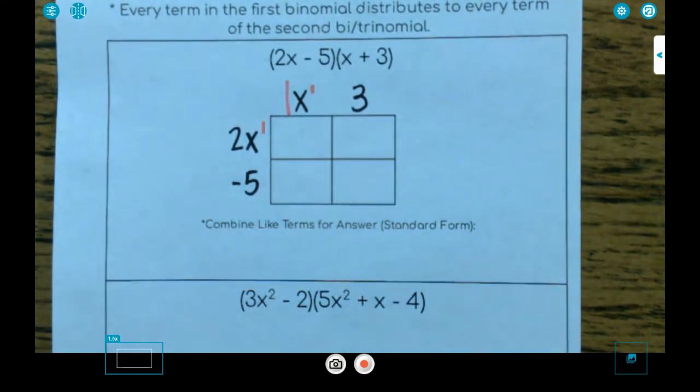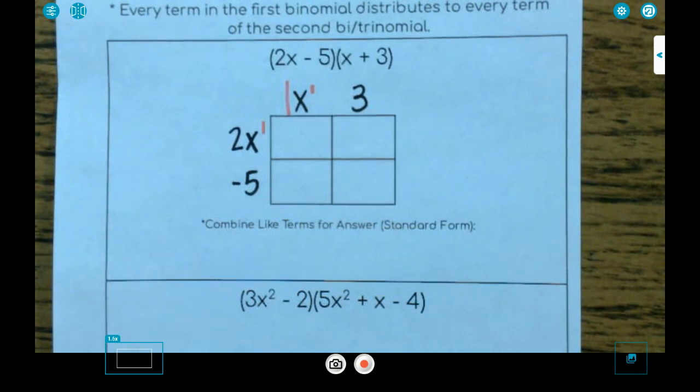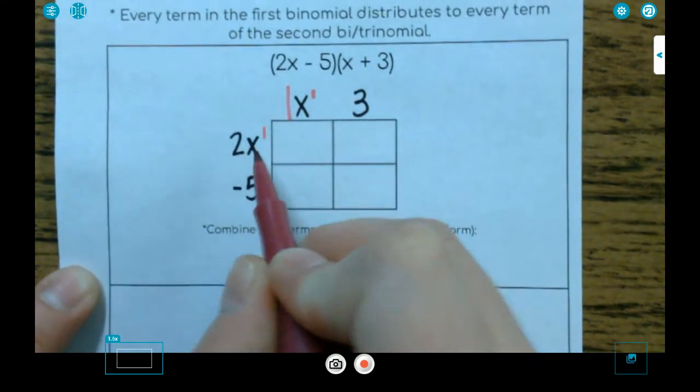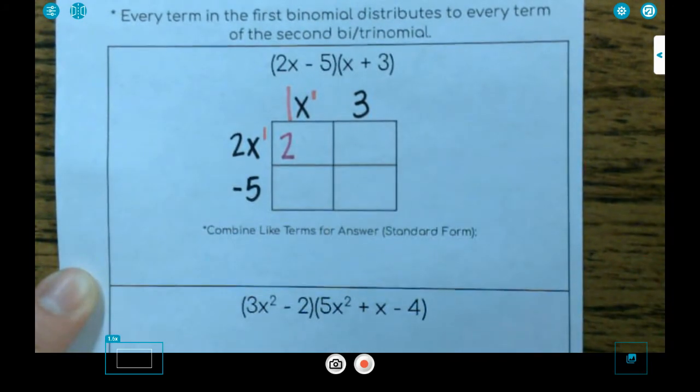All right, so from here, we just multiply. And we are going to fill in every box with we multiply what's on the side with what's on the top. So we're going to do 2x to the first times 1x to the first. We multiply the coefficients, so 2 times 1 is 2. And then we add the exponents. 1 plus 1 is also 2. So we get 2x squared.